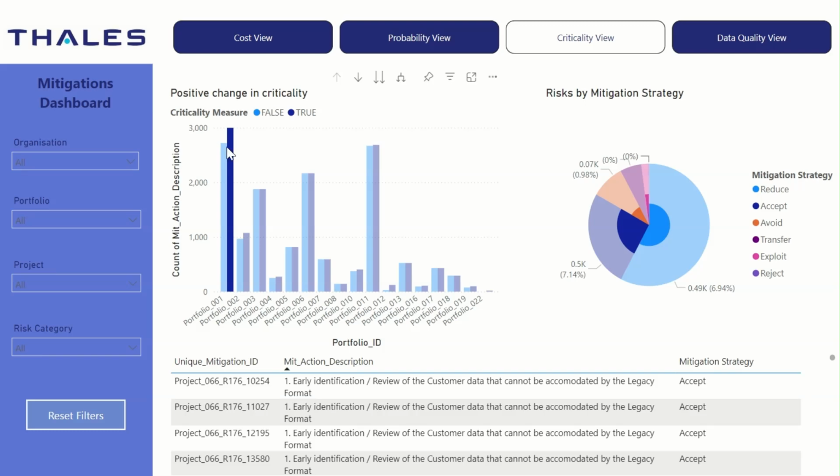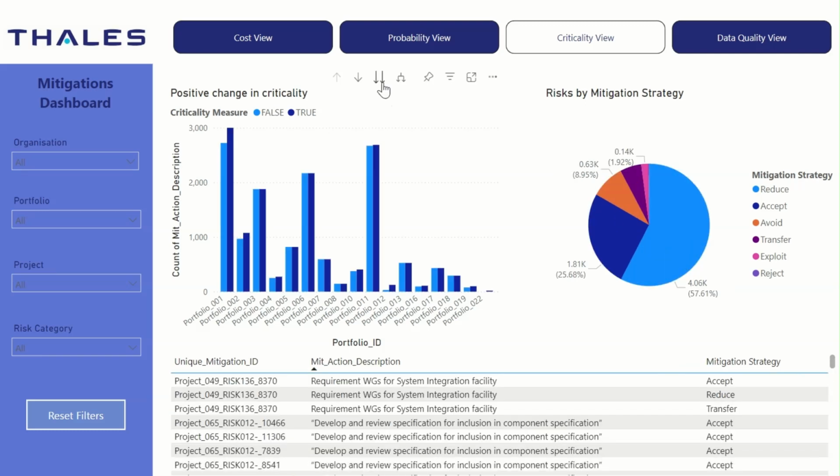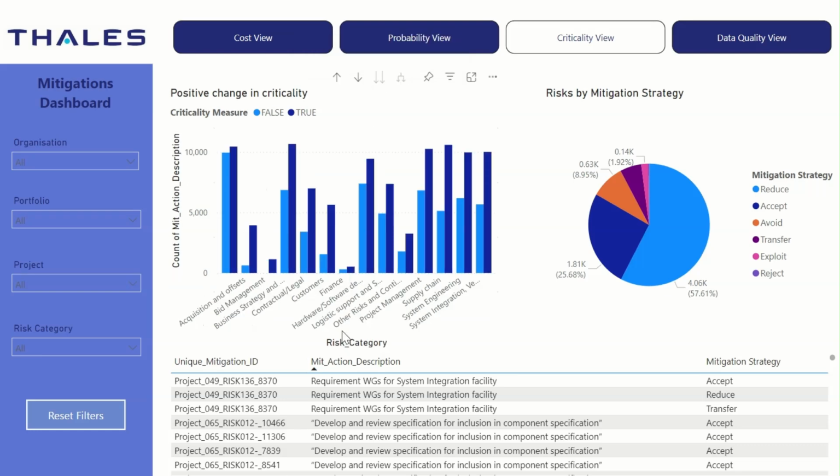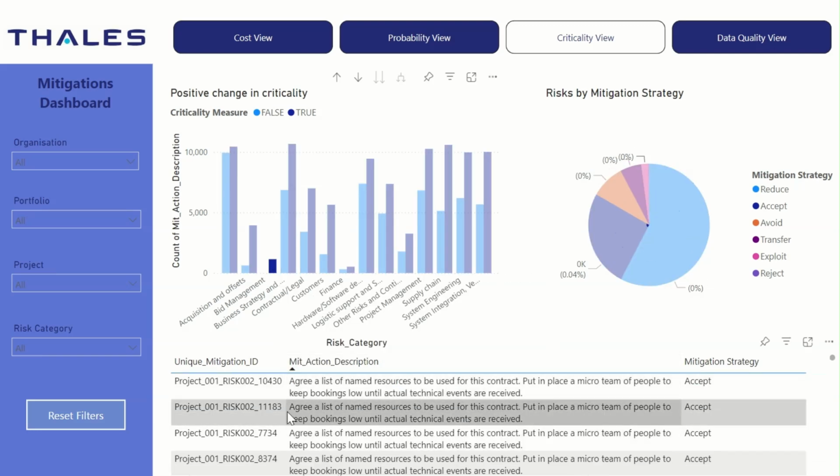You can drill down further into the graph if you want to see by risk category, say if you're a risk owner. And you can see, for example, in the bid management, if you'd like to see the mitigations that have worked, again, you can click here and you can see the description and the strategy down here.